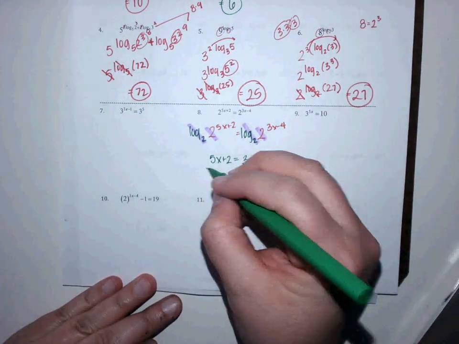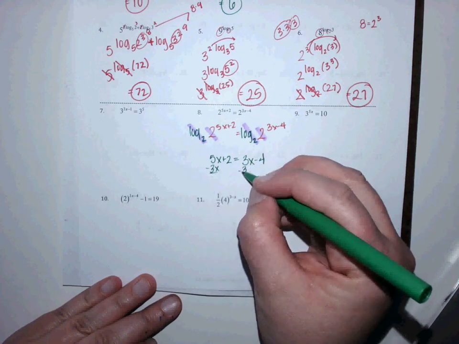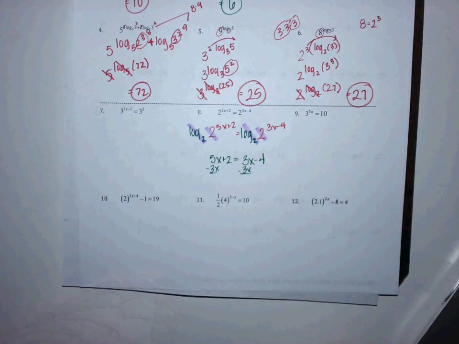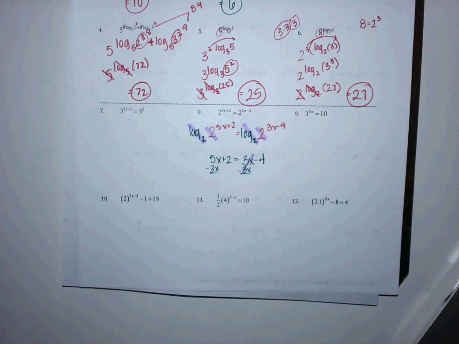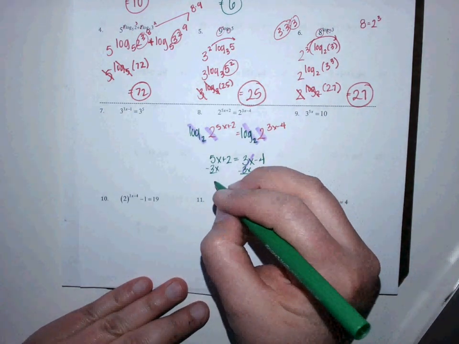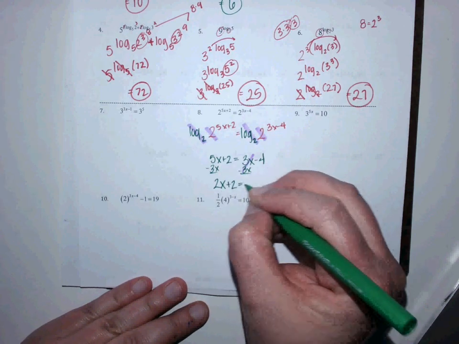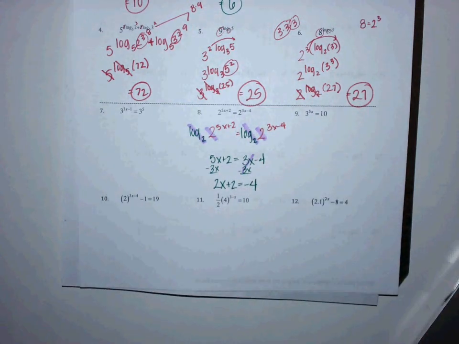Then from there, bring the baby to the mama, so minus your little 3x across. 3x minus 3x is going to cross out. 5x minus 3x is going to give me a 2x left over, plus 2 equals negative 4.